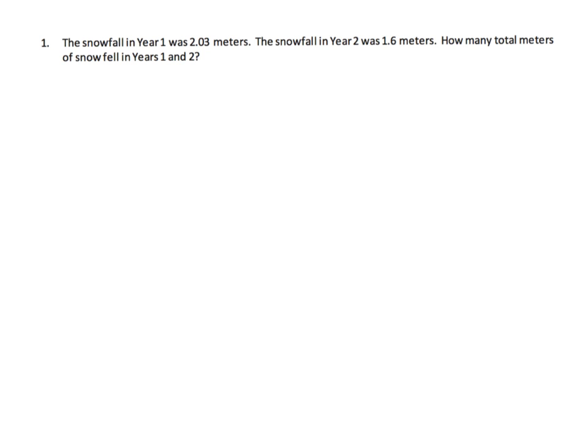So I'm going to mostly focus on showing how I would model the problem using tape diagrams, and then leave it up to you to solve the actual numbers. So the snowfall in year 1 was 2.03 meters, so 2 3/100 meters, and the snowfall in year 2 was 1.6 meters, or 1 6/10 meters. How many total meters of snow fell in years 1 and 2? So what I might do is I might do this as a separate 2-bar model.